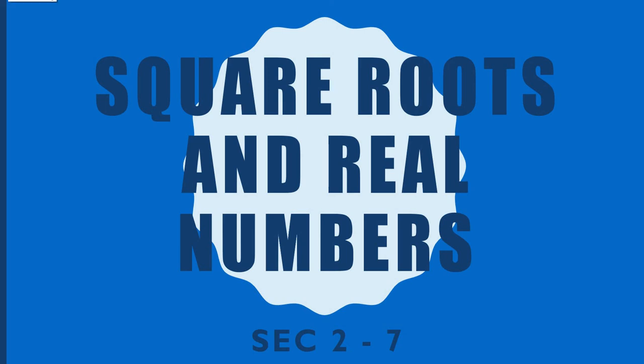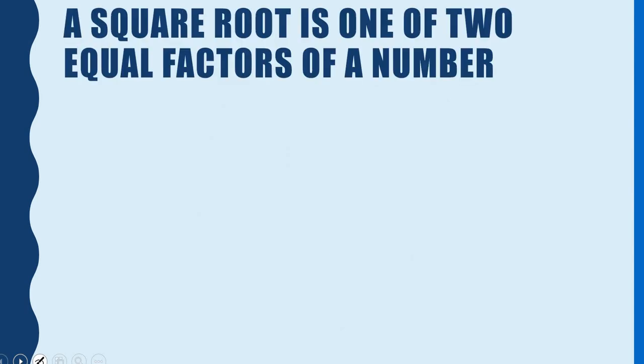Section 2.7 is square roots and real numbers. So let's take a look at square roots. A square root is one of two equal factors of a number. So in other words, if we can take a number and find two factors that are the same, that's the square root of the number.